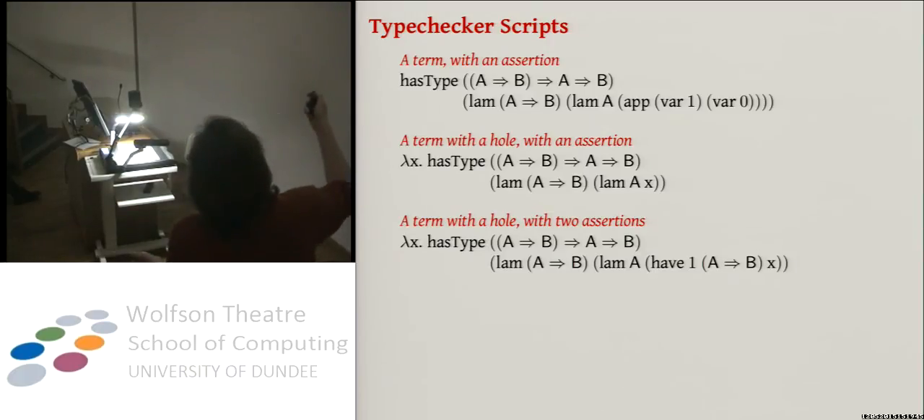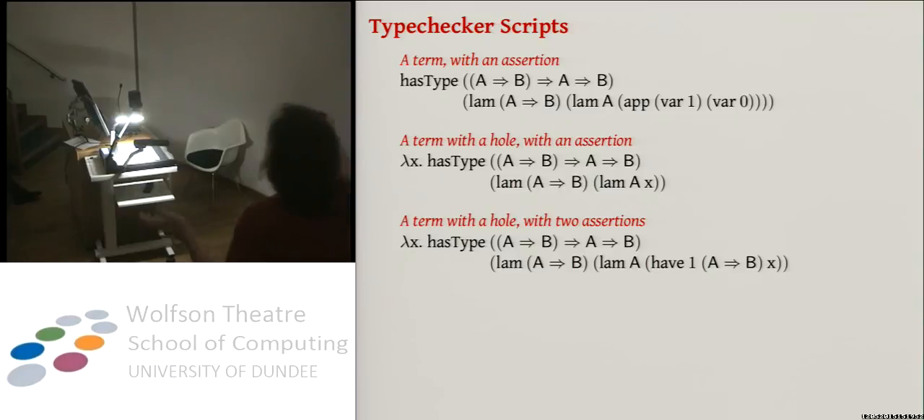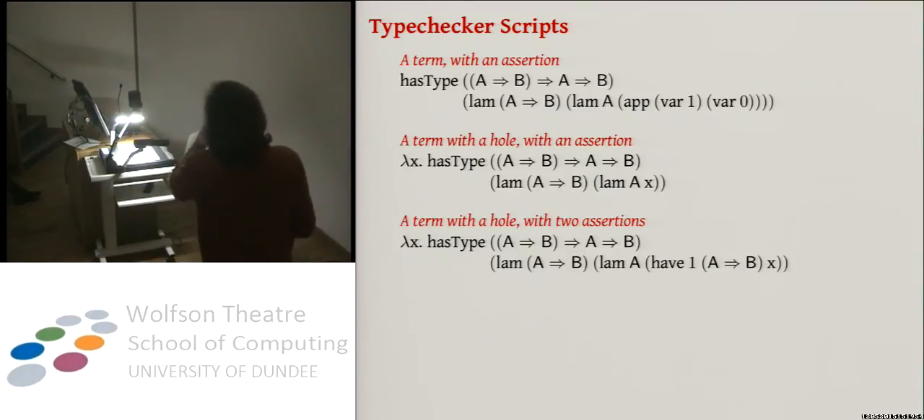We're just going to assert that the variable 1 here, meaning this one here, actually has type A arrow B. Maybe this is a much larger program, and we've lost track of what this thing here is, or we're doing some pattern matching, and the type is transmuted through some kind of unification.